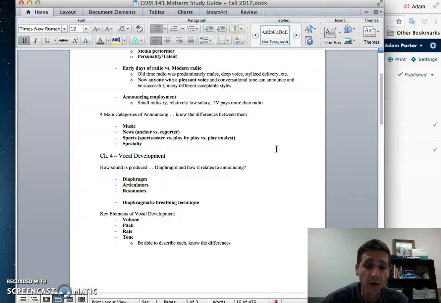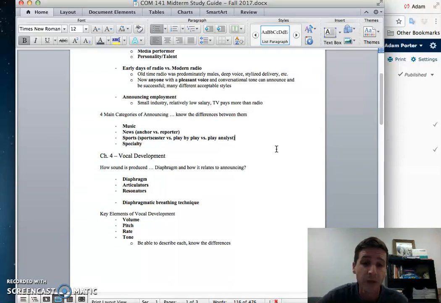Sports announcing, the third category. There were three main positions or career paths within sports announcing, and we defined each three in class. I'll go over those again right now. Sportscasters, play-by-play announcers, and play analysts. So the main difference here is that sportscasters are in studio, while play-by-play and play analyst announcers are at live sporting events. So a sportscaster is somebody who is doing sports news in a studio.